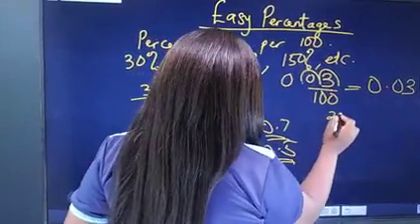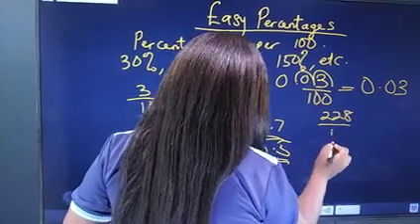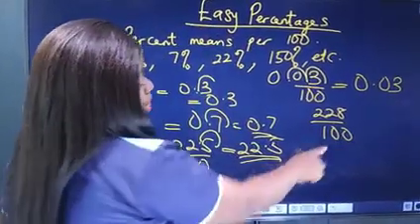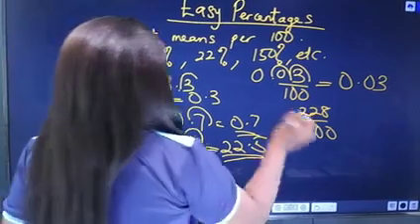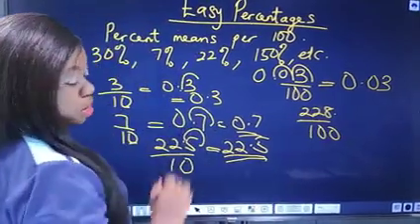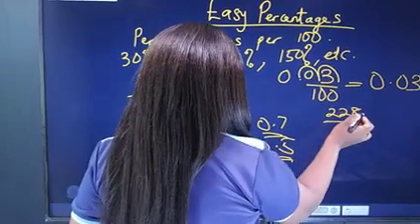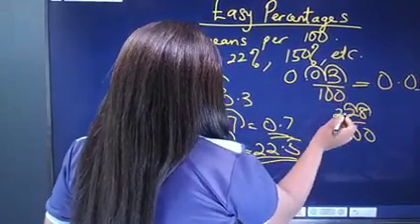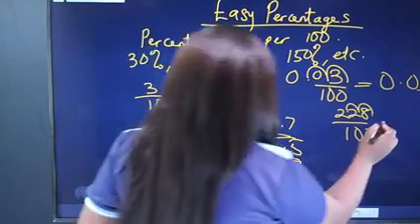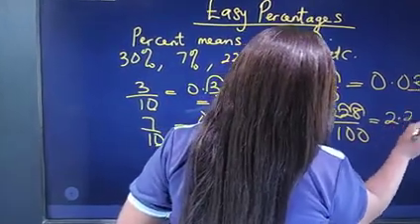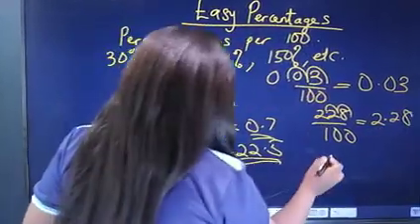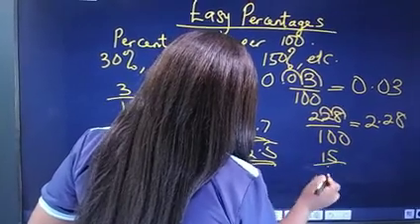What if I have 228 divided by 100? Okay, 100 has 2 zeros, so you count from the decimal point, which is on the right hand side of all whole numbers, count to the left 1, 2. So your decimal point has been shifted here, which is equal to 2.28.